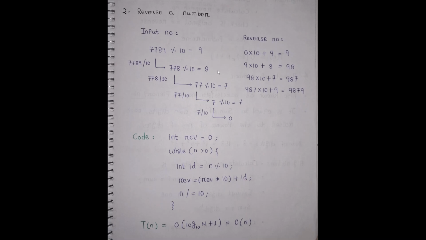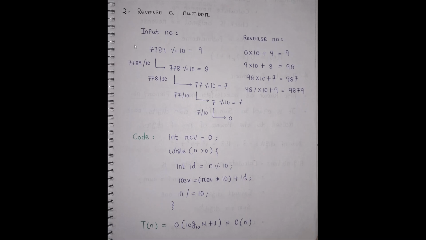So basically, we have to extract the digit, then we have to multiply by 10 to get the actual number. Because if we don't multiply by the place value of that particular digit, we will never get the actual reverse number. We will just get a random number.